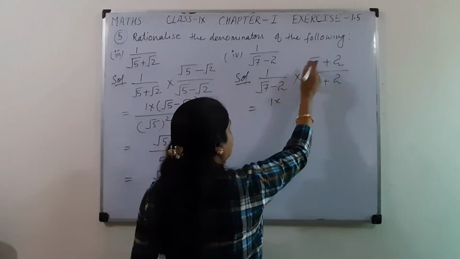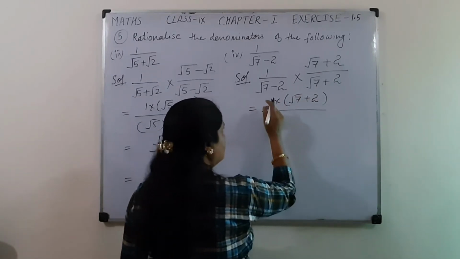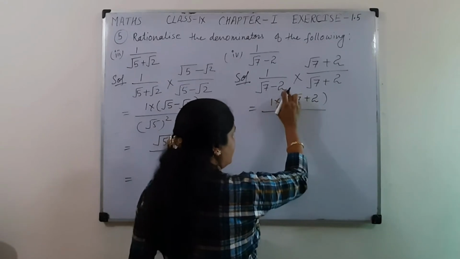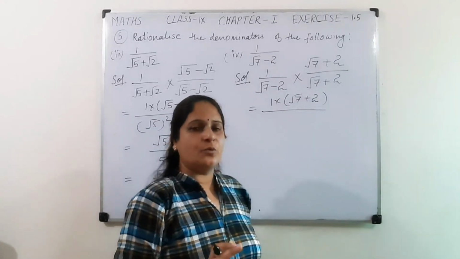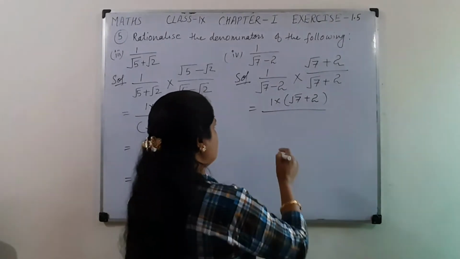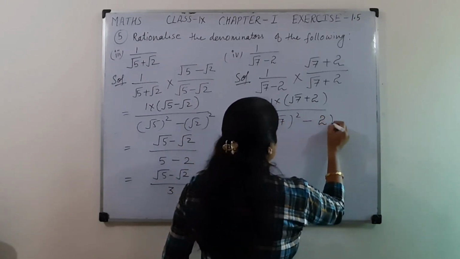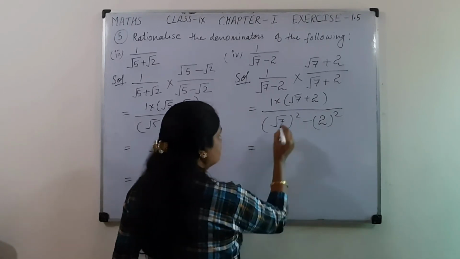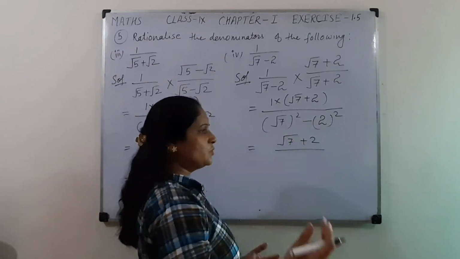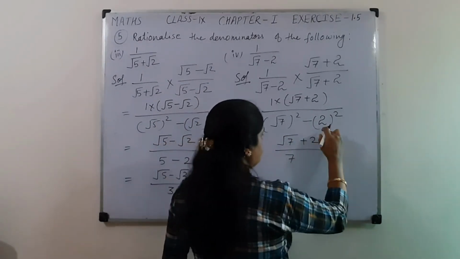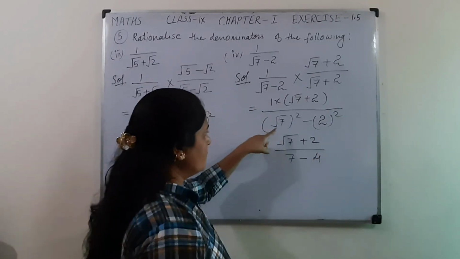Now numerator to numerator will multiply, root 7 plus 2, upon, a minus b and a plus b. Again we can apply the identity, a plus b into a minus b is equal to a square minus b square. So I will write here root 7 square minus 2 square. Now root 7 plus 2 upon the square of root 7 will be 7 and the square of 2 will be 4.